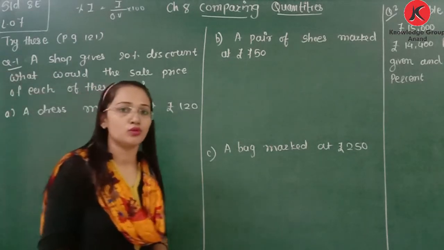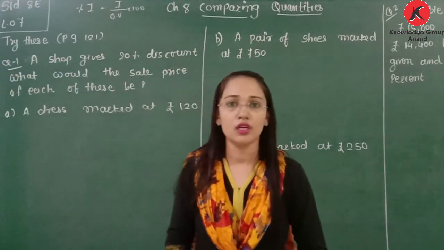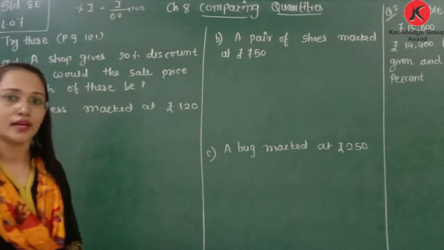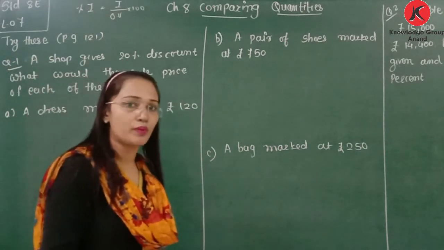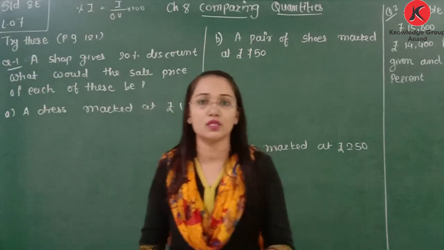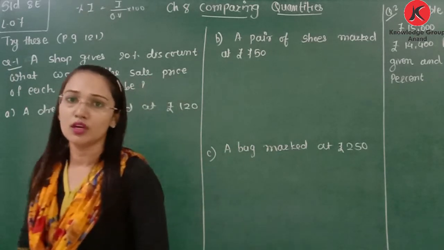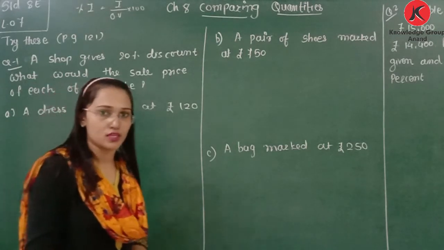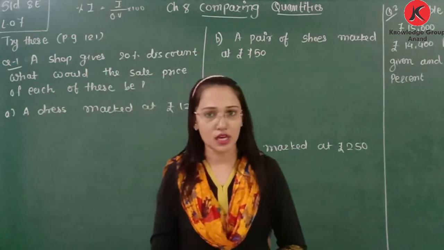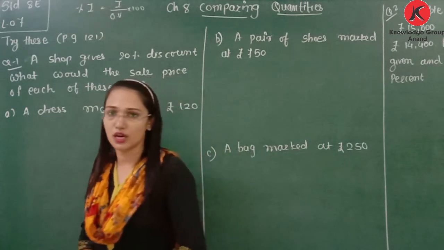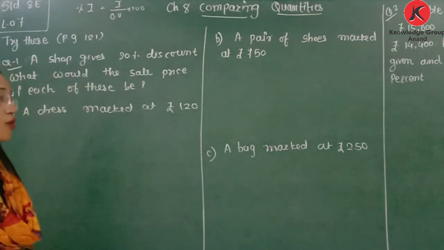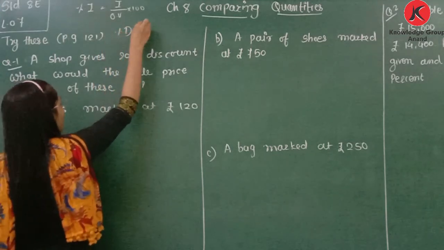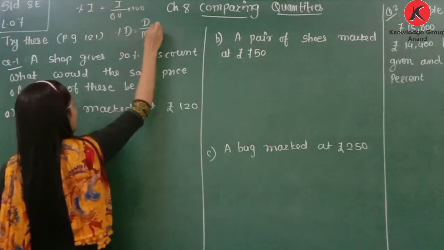After that we learn about the discount. Now what is the discount? Discount means reduction on marked price. So whatever price is marked on any item, if we have a discount, then we need to pay less than the marked price. So we learn the equation for a discount also, that is percentage discount is equal to discount divided by marked price multiplied by 100.